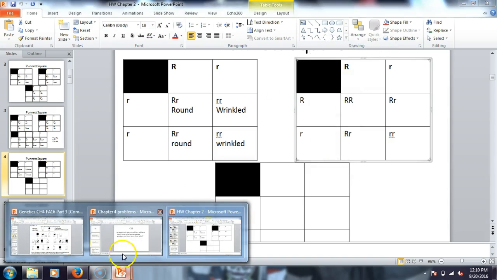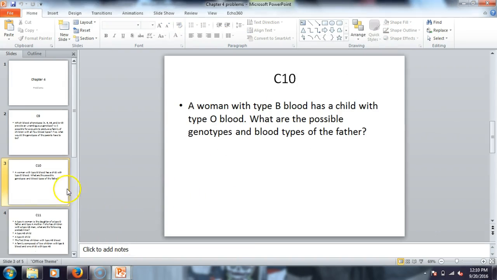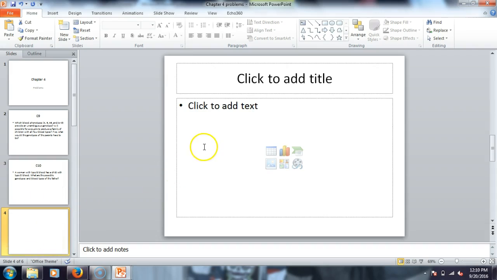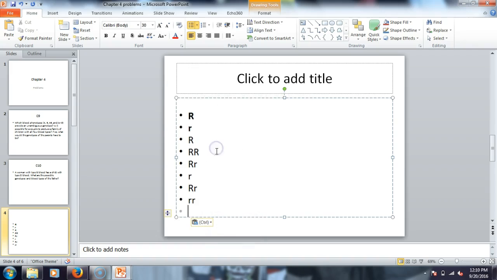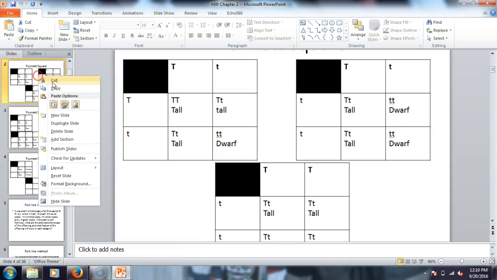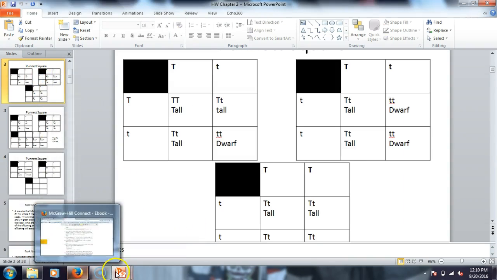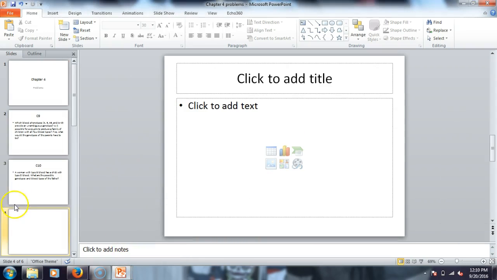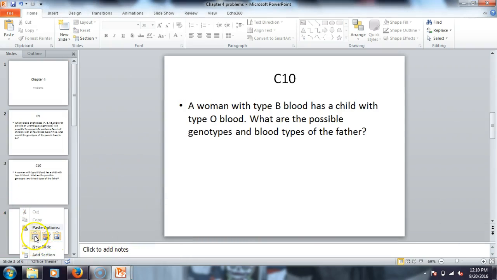One other time when I did this, it didn't work. So I hope it works. New slide. Nope. I don't know what I do wrong. Oh, I'll just steal the slide. Copy. All right.